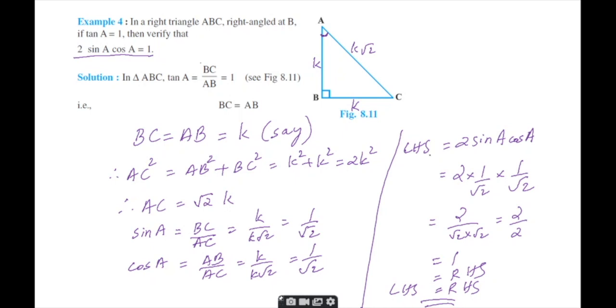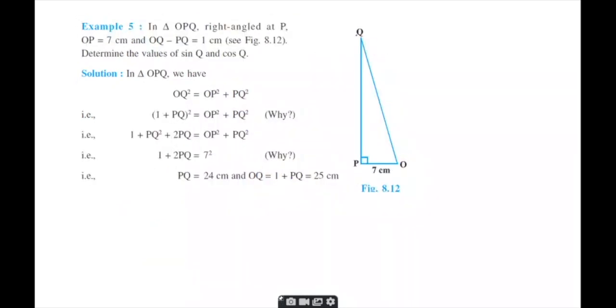This is the way to solve such problems. Let us do another problem. In triangle OPQ, right angled at P, OP is equal to 7 centimeter, and OQ minus PQ is equal to 1 centimeter. That means the difference between hypotenuse and PQ is equal to 1 centimeter. Determine the values of sin Q and cos Q.